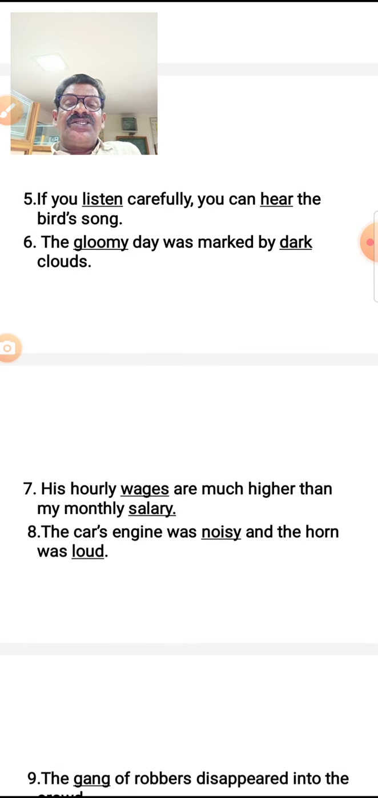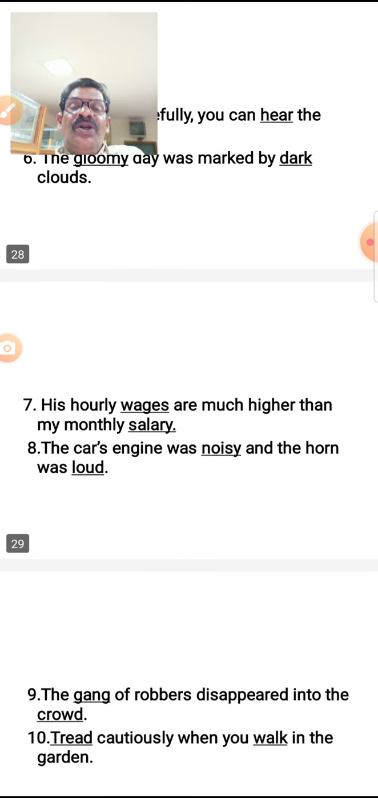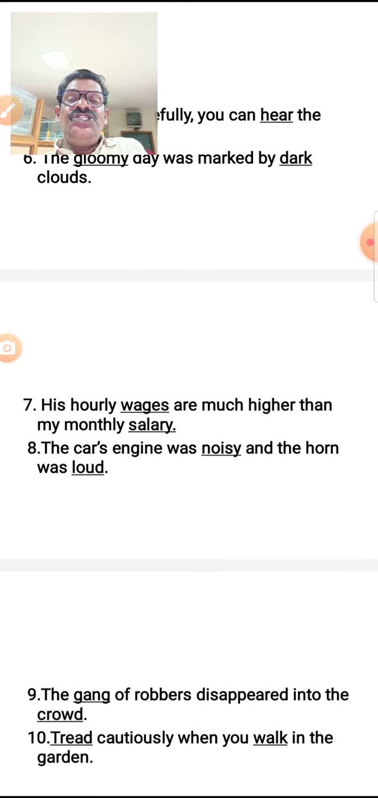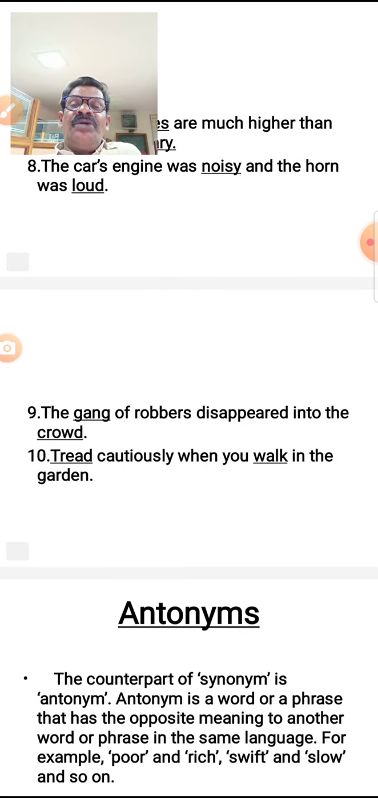Okay? Gloomy, dark. And now let us come to the seventh sentence. His hourly wages are much higher than my monthly salary. The similar word of wages is salary. Right? Salary. Now let us come to the eighth sentence. The car's engine was noisy and the horn was loud. So noisy, a similar word in this sentence is loud. Now let us come to the ninth one.